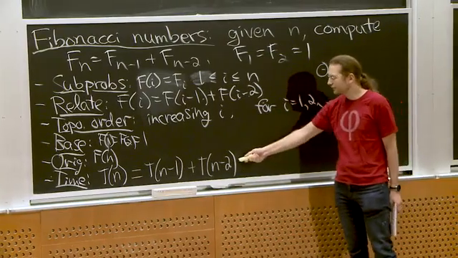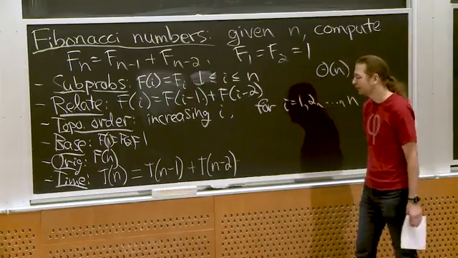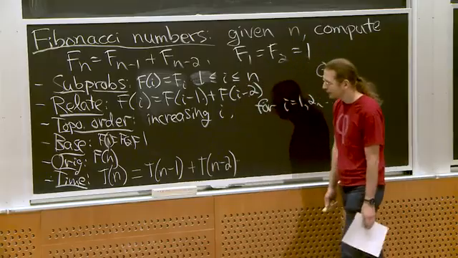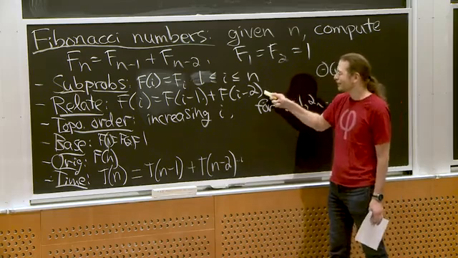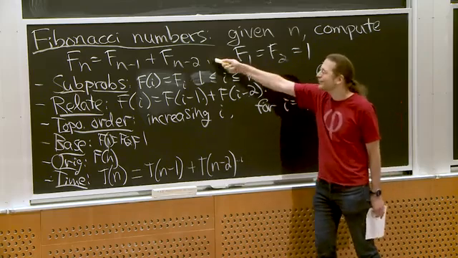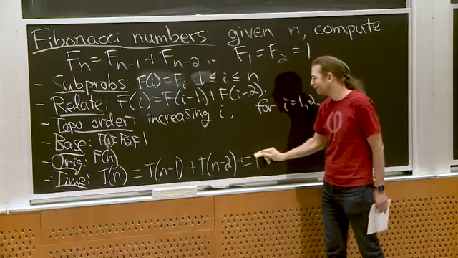And now I need to solve this recurrence. This is not a recurrence that falls to the master method. It doesn't have a divided by. So we have to think about it a little bit. But we don't have to think about it too hard, because this recurrence is the same as this recurrence, which is the same as this recurrence. I've written it 3 times now. And so the solution to this is the nth Fibonacci number.